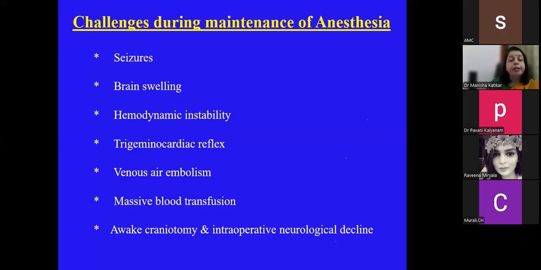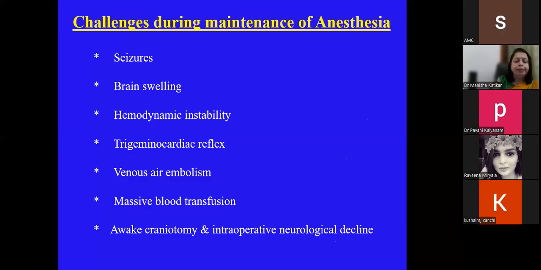The patient may get severe hypotension or even hypertension because of light planes of anesthesia, and hypotension because of drugs like propofol, which we commonly use for neuroanesthesia. That can also be hazardous if there is hypotension.